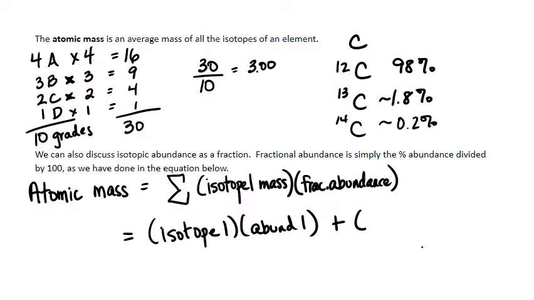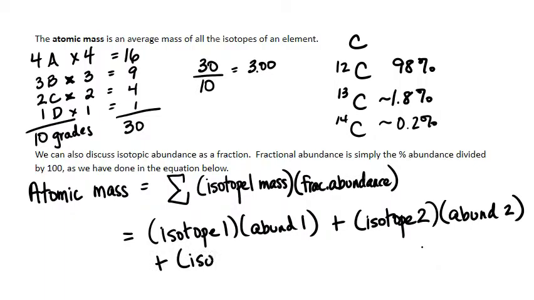And the more isotopes you have, the more of those you have to include in your equation. So we're just going to look at an example that's only got a few isotopes. You know, if you had 20 isotopes, this would be a great big long equation.